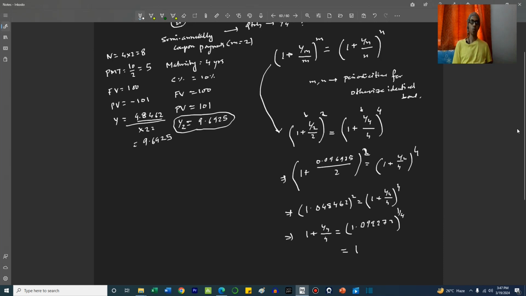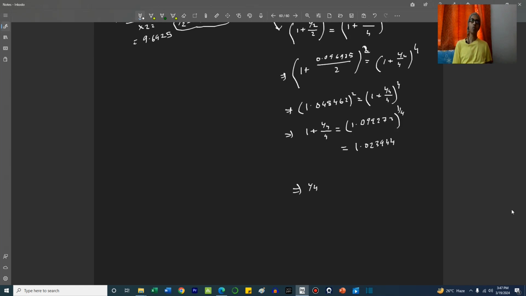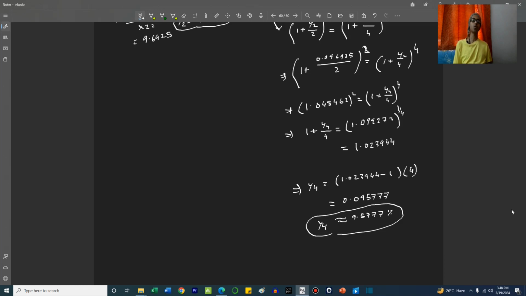So this is equal to 1.023944. Therefore, y4 becomes (1.023944 minus 1) into 4. This is equal to 0.095777 or 9.5777%. This is our annualized yield when the compounding is quarterly.